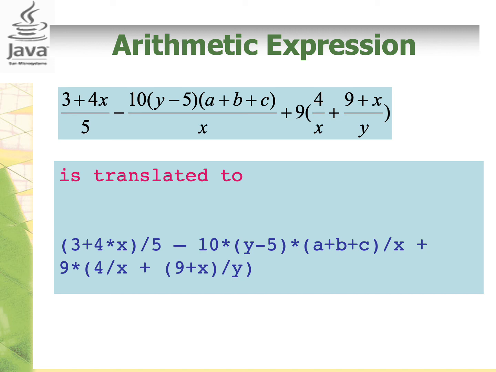The same concept applies for 10 in parenthesis y minus 5, where it needs to be written as 10 asterisk in parenthesis y minus 5. Also, note that for multiplication, we use asterisk, not x. In this more complicated arithmetic expression, we need to be really careful on where we write the parentheses, as we could get an incorrect answer at the end if it is calculated wrongly.